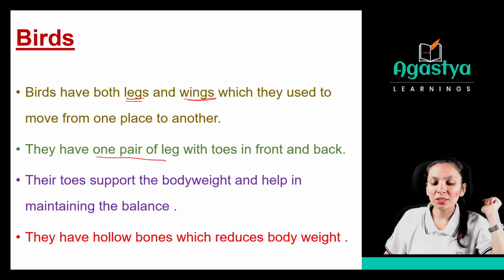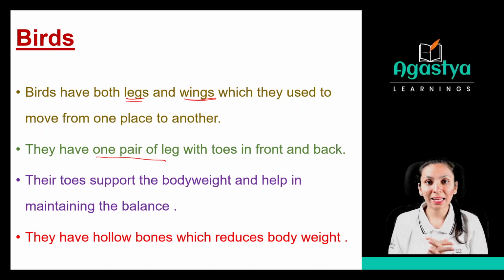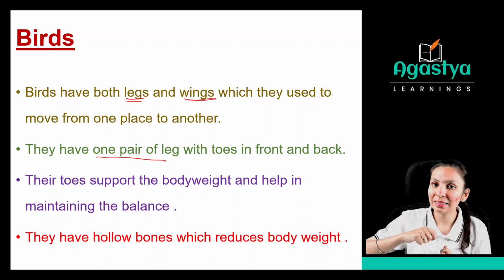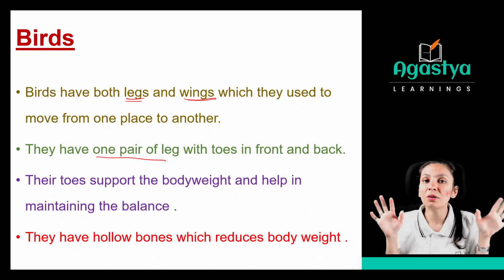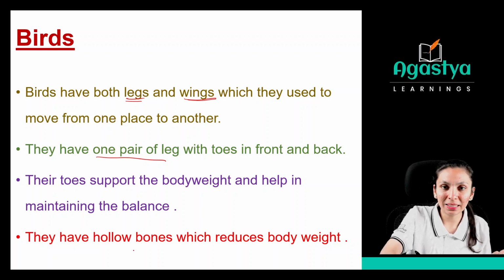They have hollow bones which reduces the body weight. As these birds have to fly in the sky, whenever you want to fly something in the air, it should be lightweight, right? Whenever you are flying a kite in the sky, it will be very light in weight. Just like that, these birds also want to fly in the sky, so they should be light in weight. That's why their bone structures are like that.